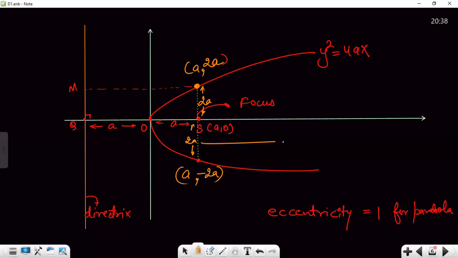And this green dotted line is the latus rectum. What is the latus rectum? Let me read the definition: the chord passing through the focus and perpendicular to the axis is known as the latus rectum. Give me a minute.